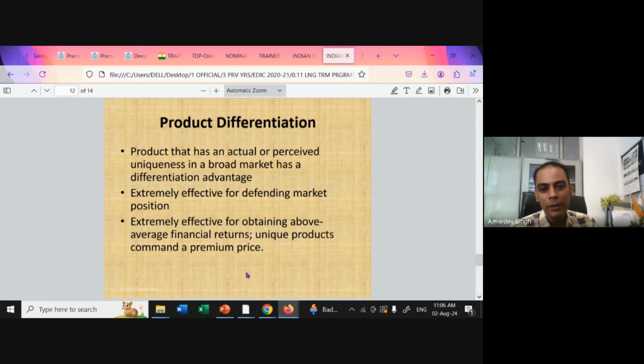Maybe their batteries will not fail, maybe their security, they have created this as their pitch, and people are ready to pay for it. Or maybe the uniqueness of their software features. It is extremely effective for defending market position. If you wish to build your brand positioning, it is extremely effective for obtaining above-average financial returns. Unique products command a premium price. If a product is unique, the price will also be higher.